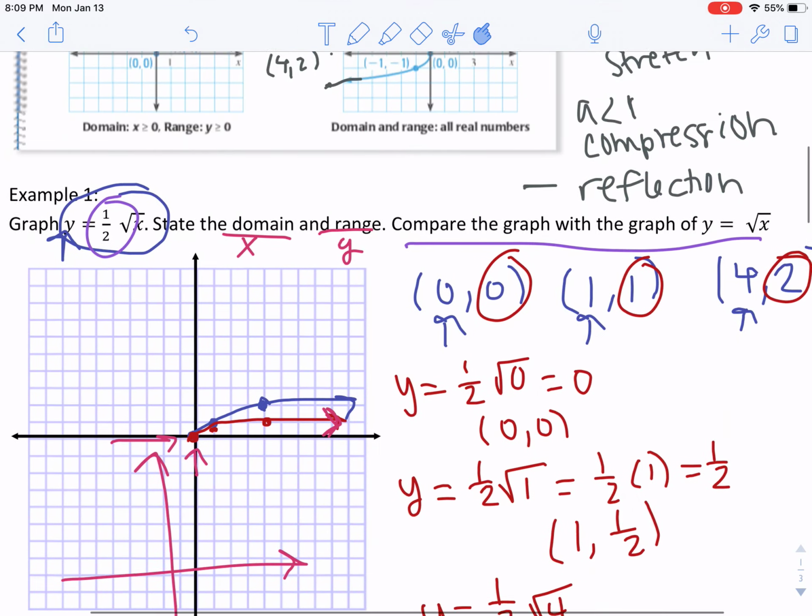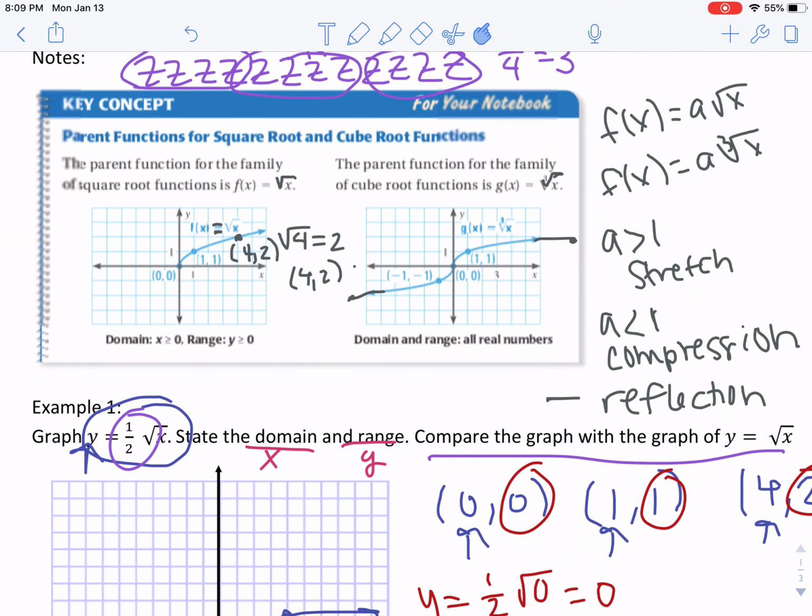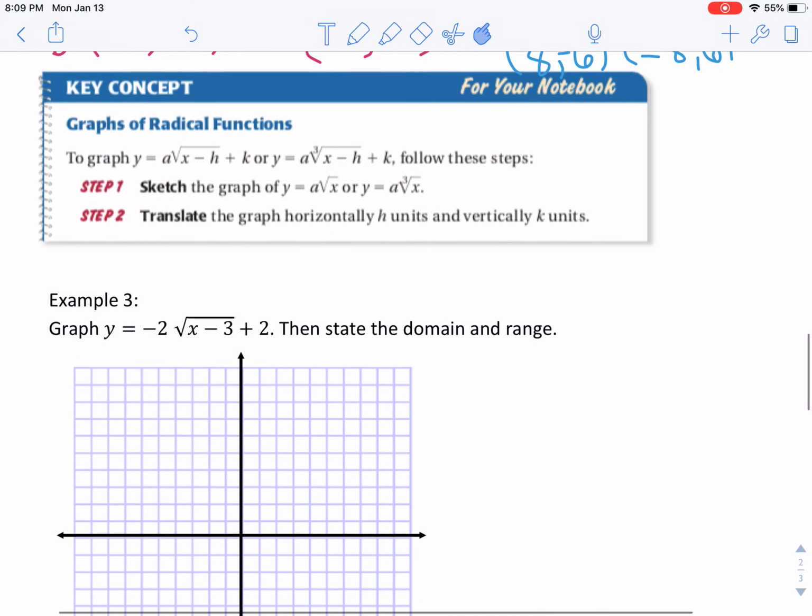If you go up here, something I forgot to point out is that on this slide, they tell you what the domain and the range are for the parent functions. They do it, however, in inequality notation, and we put everything in interval notation. So make sure you put them in interval notation.